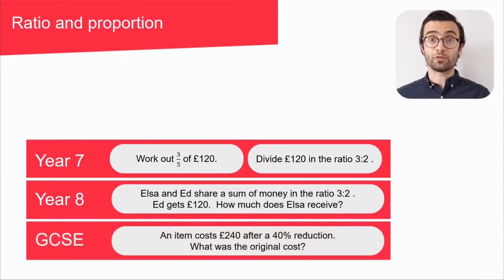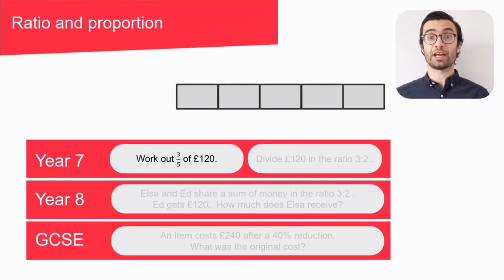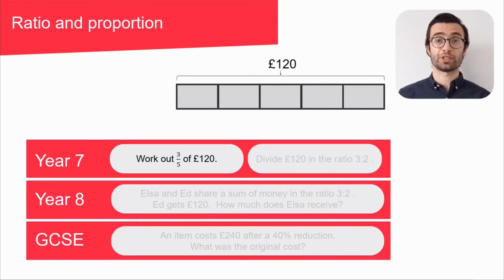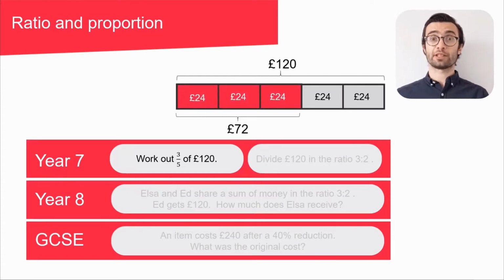Then, at Key Stage 4, students might encounter a problem like this, where an item costs £240 after a 40% reduction, what does the original cost? So let's first take a look at that Year 7 problem, working out 3/5 of £120. We can consider that a bar model might be a useful representation to help us solve this problem. So if we can see that the whole value of the bar is £120, we know we're talking about fifths, so that's 5 equal parts, each value £24. So therefore 3 of those fifths means that we have a value of £72.